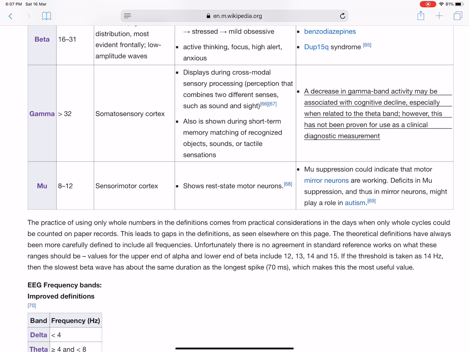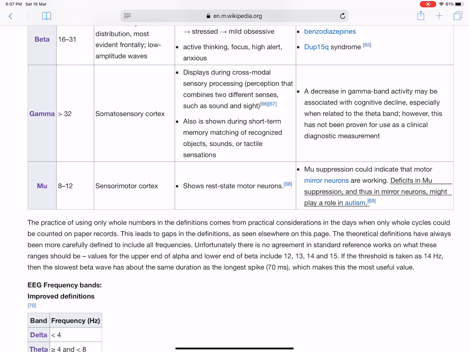Mu: sensory motor cortex, shows rest-state motor neurons. Mu suppression could indicate that motor mirror neurons are working. Deficits in mu suppression, and thus in mirror neurons, might play a role in autism.